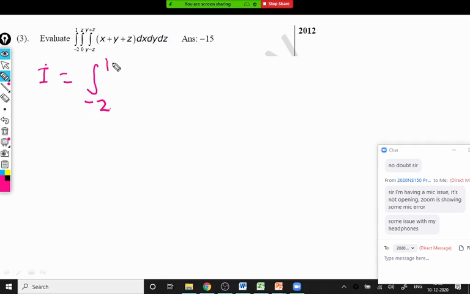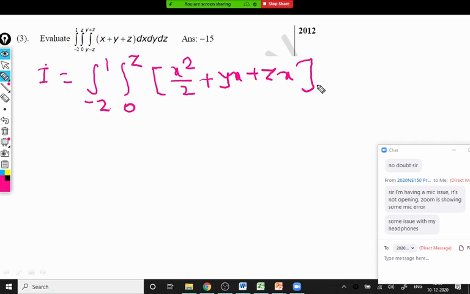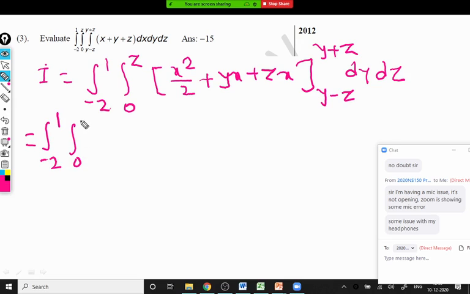Limits x from minus y minus z to y plus z, y from minus 2 to 1, z from 0 to z. Yes, sir. Integrate with x. Sir, x square by 2 plus yx plus zx. Very good. Okay, one of the simple integrations that we have. The outer limits minus 2 to 1, 0 to z stay as they are. So let me replace the upper limit now.